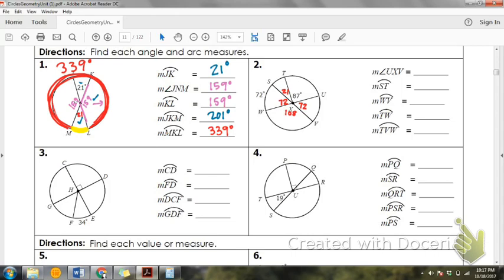Now that we've worked our circle a little bit, it's going to make answering the questions a little easier. So this first question says, find the measure of angle UXV. So that angle is 72. Then it says find the measure of arc ST. So remember, the measure of the arc is equal to the measure of the angle. So that means that this arc is 21 degrees.